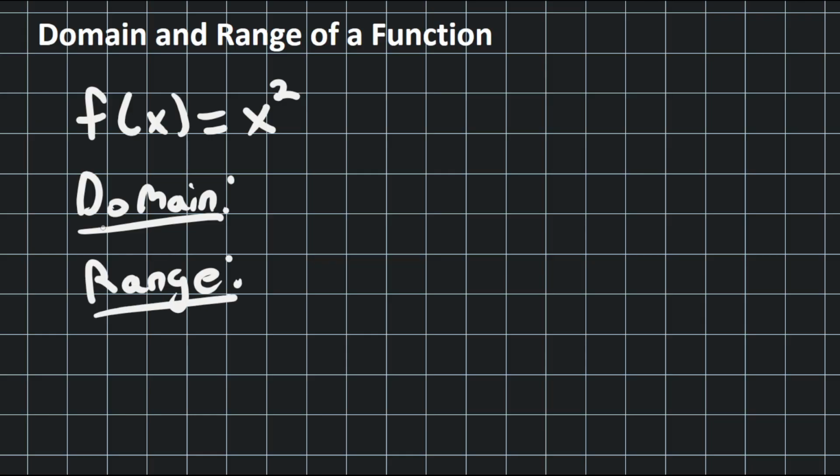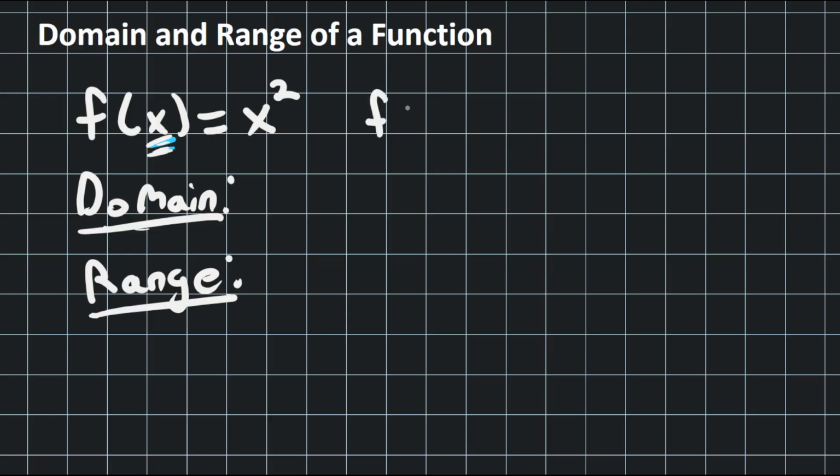So the domain is the set of all possible inputs. What can the inputs be? And the range is the set of all possible outputs. What can the outputs be? What values can they be? Okay, so let's take a look at this function right here, f of x equals x squared. And let's think, what can our input x equal?